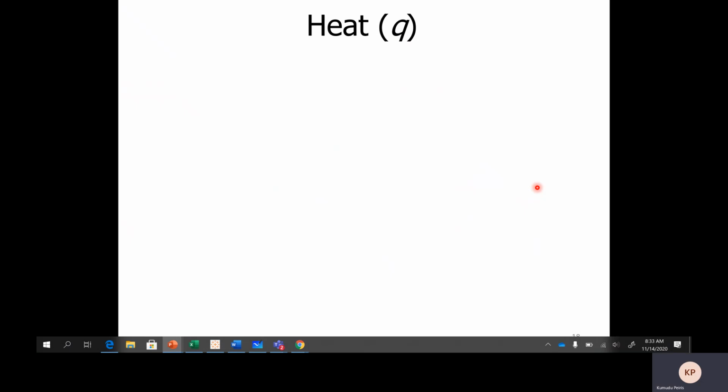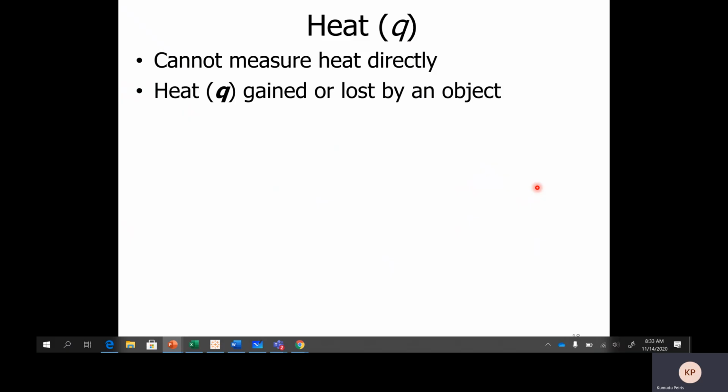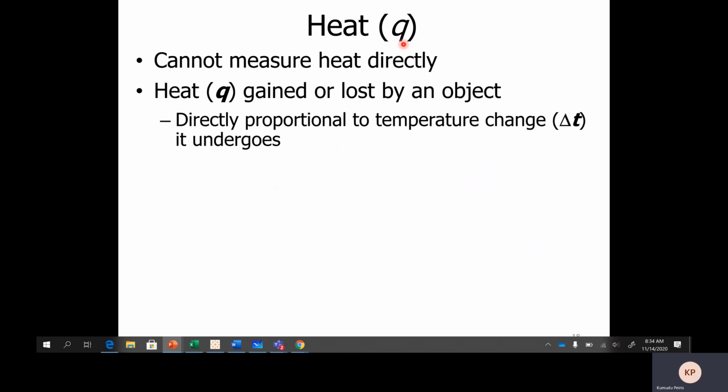Hi everyone. Today I am going to talk about the heat and the specific heat. We cannot measure directly the amount of heat, but the heat can be gained or lost by an object. So this heat is abbreviated by this lowercase q. And the amount of heat gained or lost by an object is directly proportional to the temperature change.